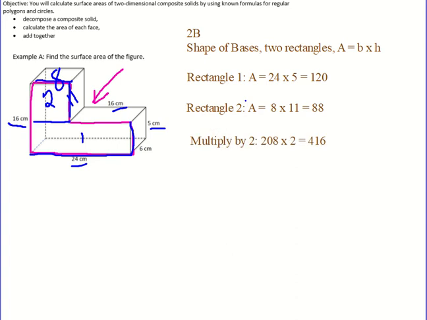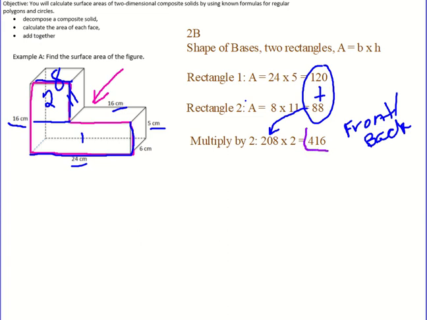because there's a front and the back. Okay, and again, just a little note, that's the front and the back. And the 208 I got from adding these two. Okay, so I'm going to box this 416 in. We're going to use that shortly.